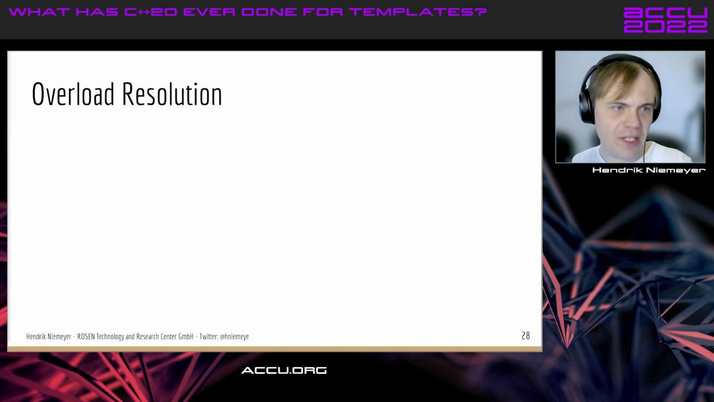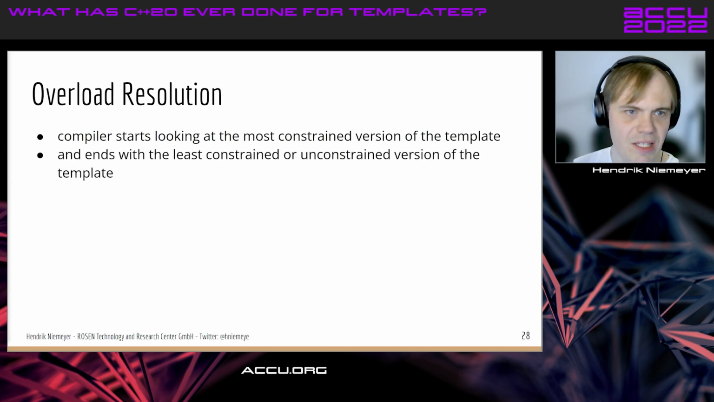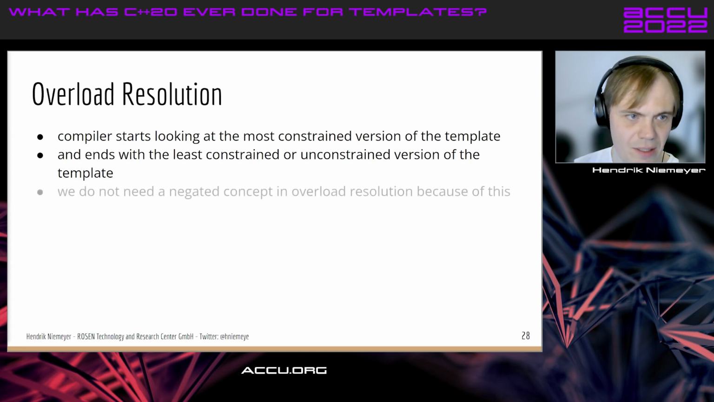So next topic in terms of concepts would be overload resolution. So how does overload resolution work with templates in general? So the compiler starts looking at the most constrained version of a template and ends with the least constrained or unconstrained version of a template. And this means we do not need a negated concept in overload resolution.